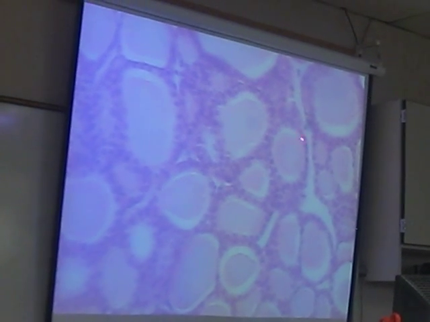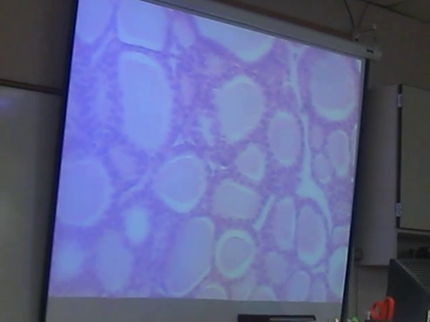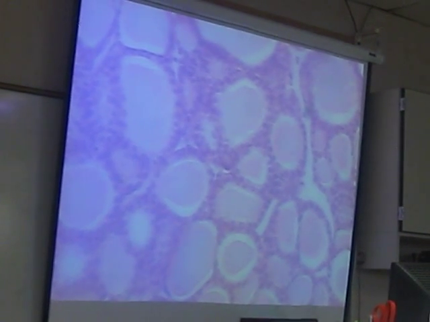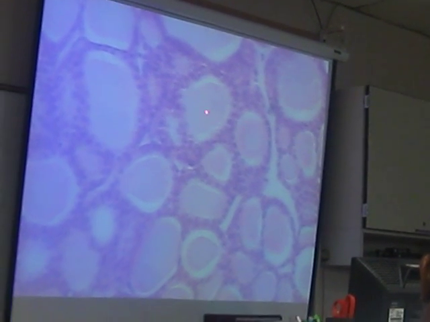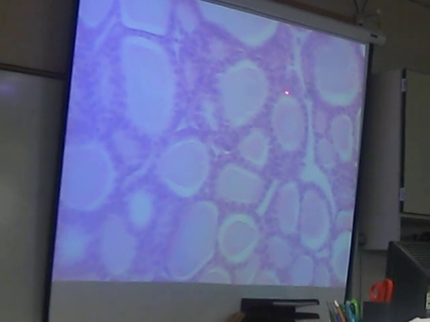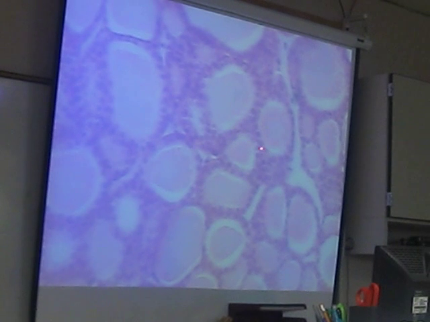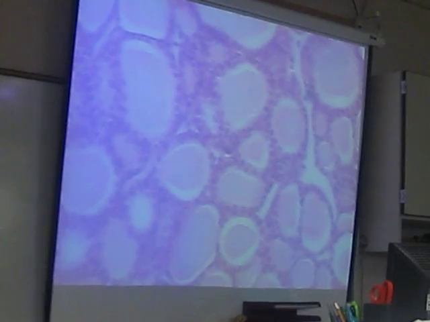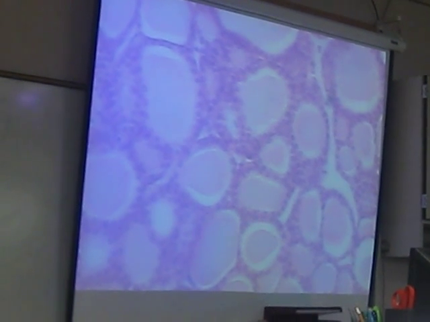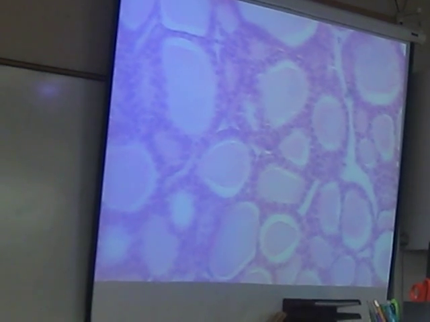Now, surrounding the follicles is a single layer of cells, the simple cuboidal epithelium. The cells themselves are called follicular cells. It's the job of the follicular cells to produce this thyroglobulin in here. So you identify the follicular cells, and really you can just say that the follicular cells produce the thyroid hormones, because that's the ultimate chemical that's going to be produced here. So identify the follicular cells, and the thyroglobulin in the follicles.